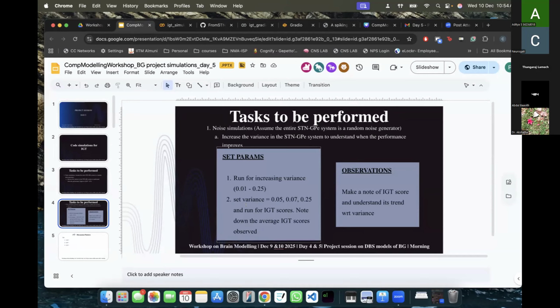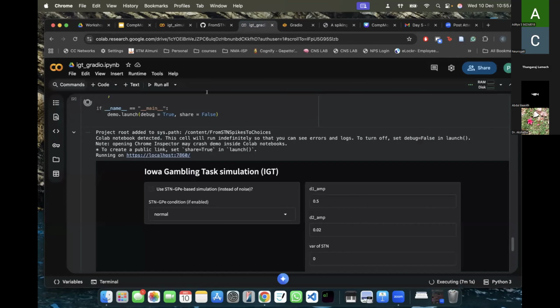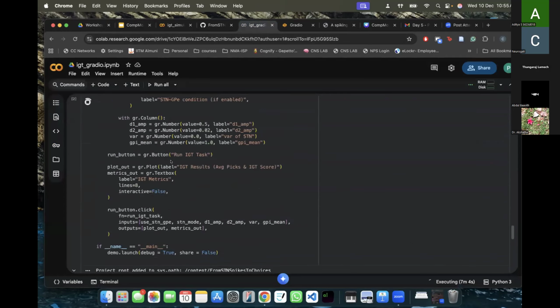Ma'am, the IGT Gradio is not completed for me, ma'am. It's still executing the code. It's taking so long. Should I have to put any accelerator or something? No, not needed. I think it's also your internet speed. Since you're running it from Colab, it's your internet speed. Okay. Or maybe just reload it once and try running it again. Okay.